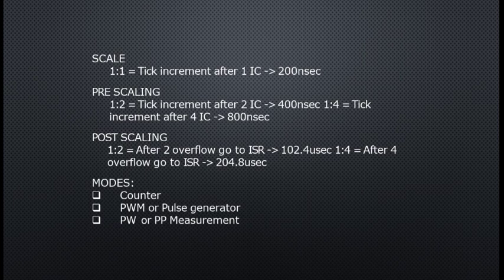Pre-scaling 1:2: tick increments after 2 IC, 400 nanoseconds. 1:4: tick increments after 4 IC, 800 nanoseconds. Post-scaling 1:2: after 2 overflows, go to the ISR. After an overflow, go to the ISR. Modes: counter, PWM pulse generator, PWM measurement.